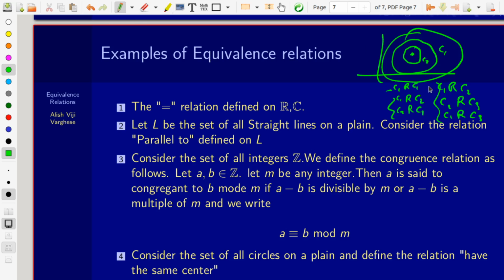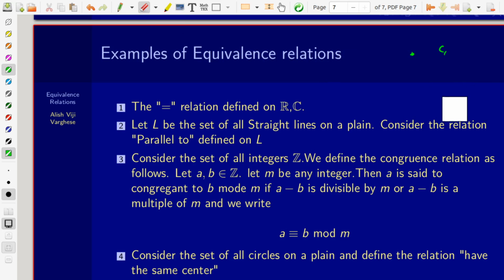The equivalence class of C1 is the set of all circles which have the same center as that of C1, or it's a family of concentric circles which is centered at the center of C1. And if we have another point, then we can have another family of concentric circles. In that way, the set of circles in the xy plane is partitioned into an infinite number of equivalence classes. So that's the equivalence relation defined here.